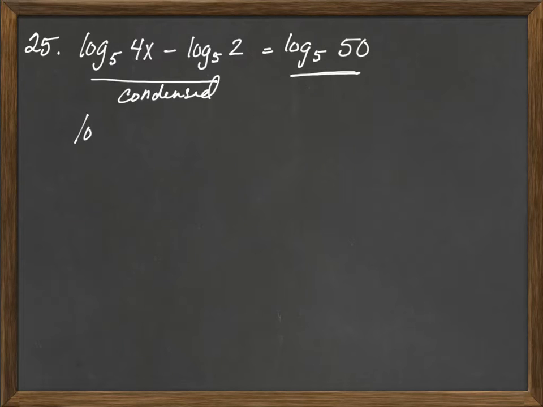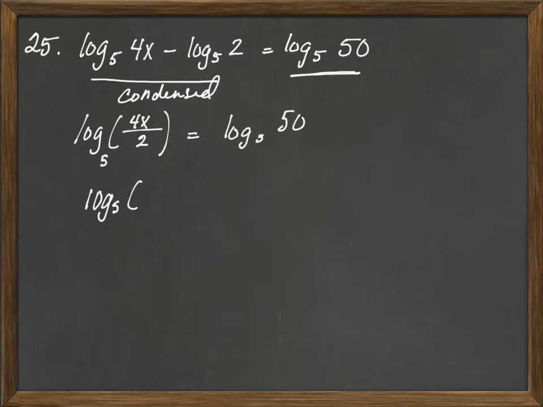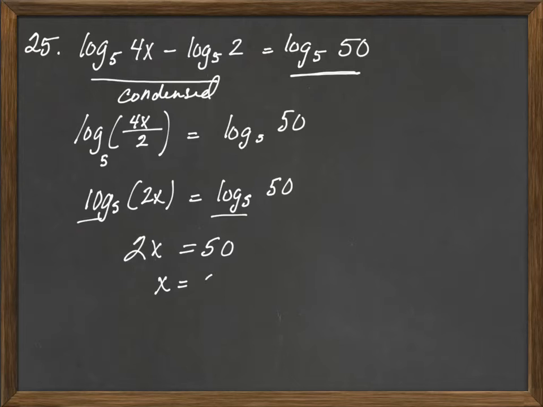So this would be log 5, and then you have 4x and a 2, and it's subtraction, so it would be division. So you would have log base 5 of 4x over 2 equals log 5 of 50. Or you can say that you have log 5 of 2x equals log 5 of 50. All of a sudden we have the same log 5s on each side, so I can drop those. I have 2x equals 50, so x equals 25.